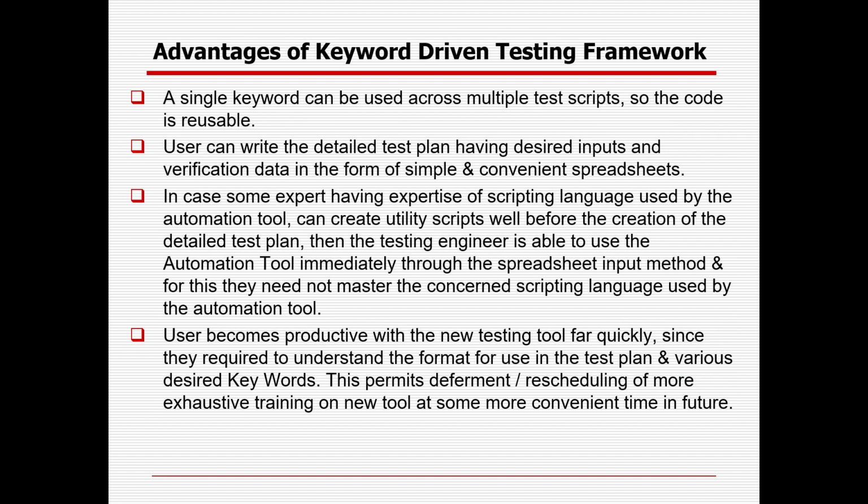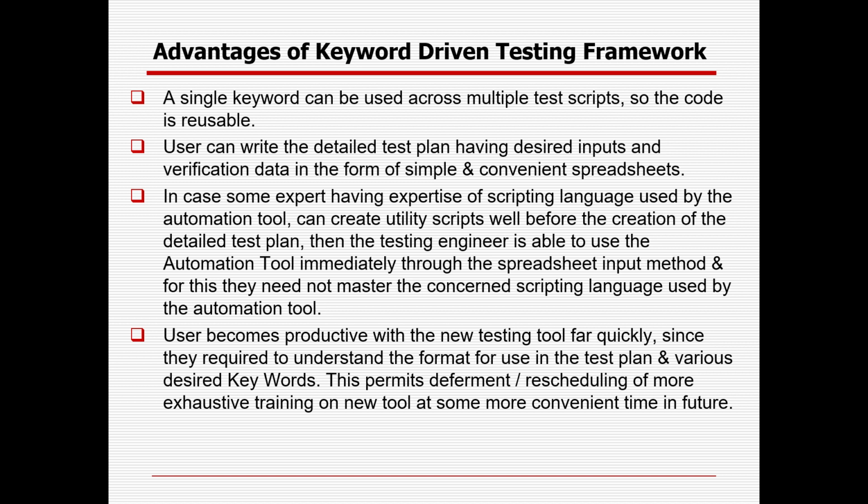Advantages: a single keyword can be used across multiple test scripts, so the code is reusable. Suppose I want to click, so my operation will be click, but I can click on a link, on a button, on a checkbox, anything. So it should always be click. Based on the click, you will identify the element and simply hit that. That's all. So a single keyword can be used across multiple test scripts.